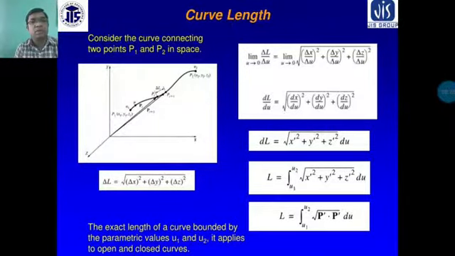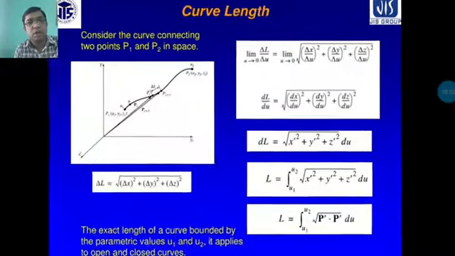Next, the curve length is calculated, which means you first have to discuss the curve length for different curves. This curve is given in this figure. Consider the curve connecting two points, P1 and P2 in space. P1 and P2 will be the first things to think about, and similar figures will be considered according to the x, y and z axes.